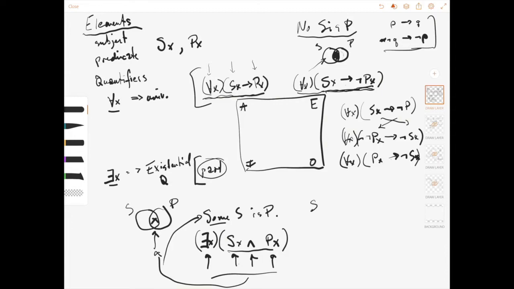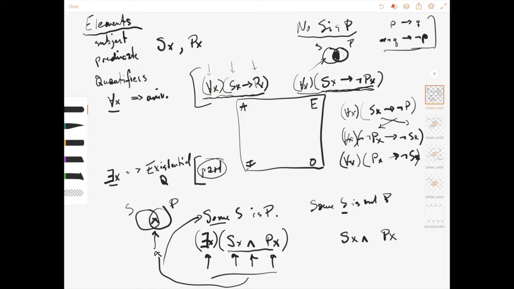So now let's formalize O. We know that it stands for "some S is not P" in categorical logic. So let's fill in all of our elements. We're going to treat S like a predicate. We'll have S of X. We're going to treat P like a predicate, so we're going to have P of X.